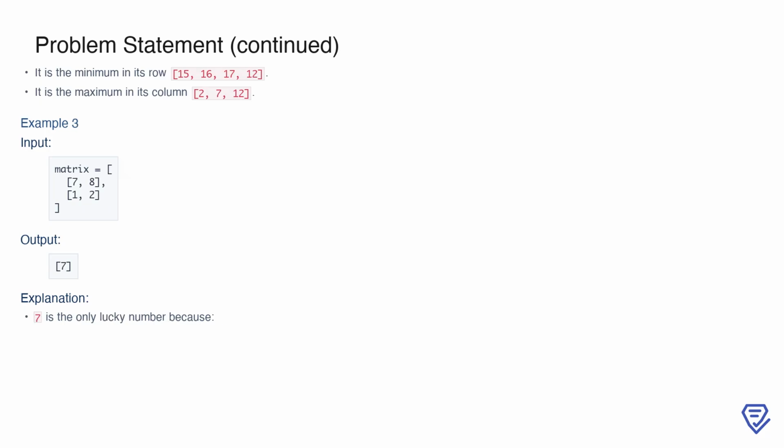Here's one more example to solidify the concept. Consider the smaller 2 by 2 matrix: 7, 8; 1, 2. The output is 7. That's because 7 is the minimum element in its row, 7, 8. When we check the column, 7, 1, where 7 is located, we find that it is also the maximum value in that column. Therefore, 7 qualifies as the lucky number for this matrix.